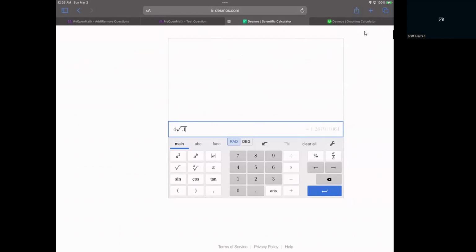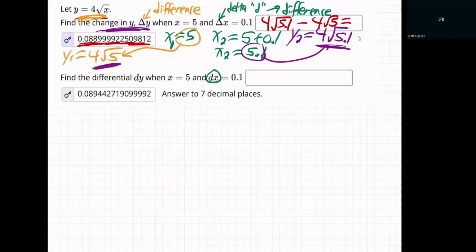4 root 5.1, minus 4 root 5. So there's the difference, 0.0889999. There it is. See the answer? That's how we got that first off. That's all that's happening there.